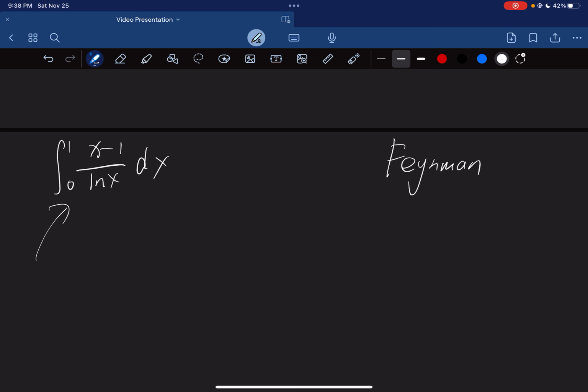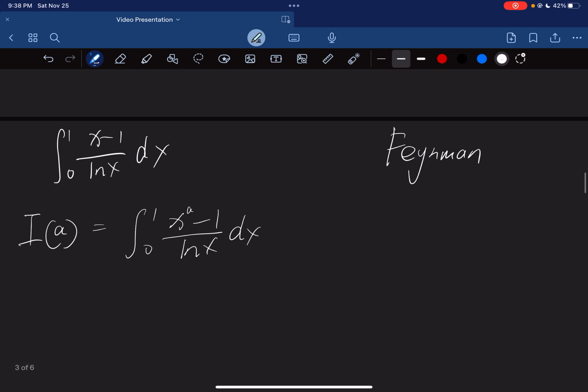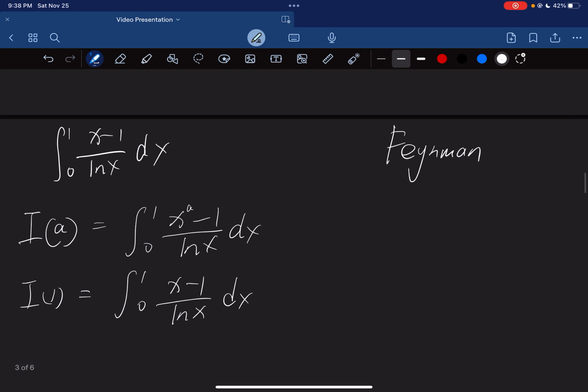We're going to evaluate this equation, and we create a function I(a) equals the integral of x power of a minus 1 over ln x dx. When a equals 1, it's the equation we found, x minus 1 over ln x dx. So this is the thing we found, right?